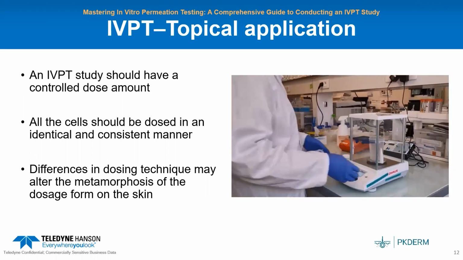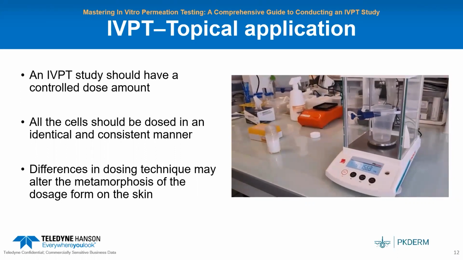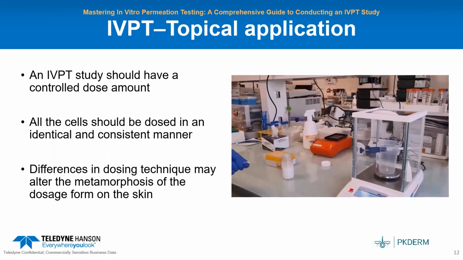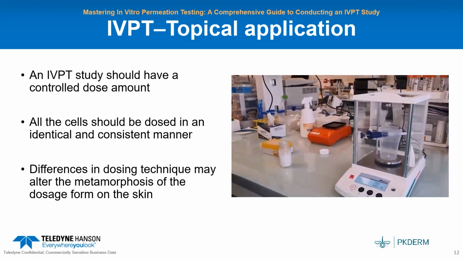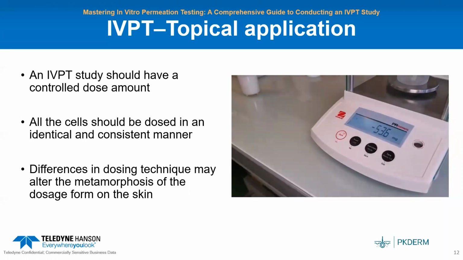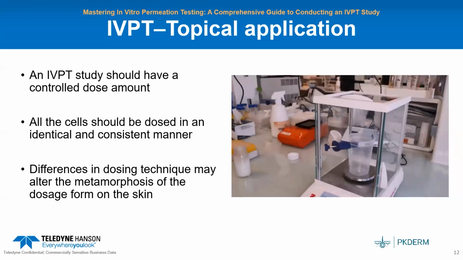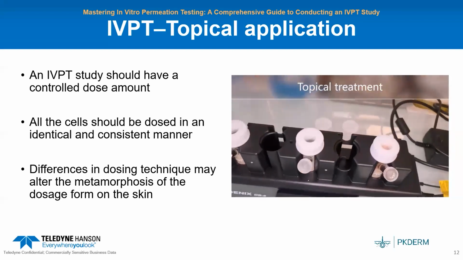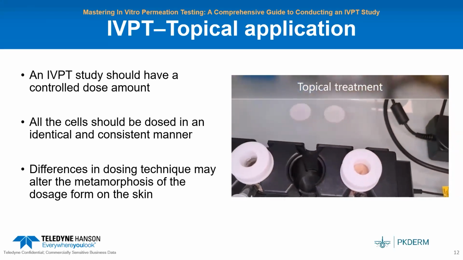The amount of formulation we apply on the skin surface should be accurately measured. This is why we weigh the pipette containing the formulation before and after application on the skin. This way, we can know the exact amount of the product we applied on top of the skin. And the amount applied is used to calculate the absorbed dose at the end of the experiment.